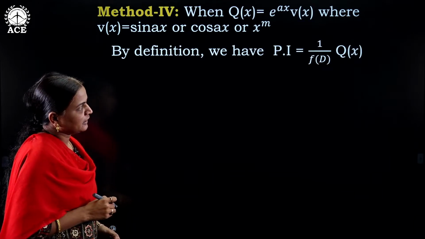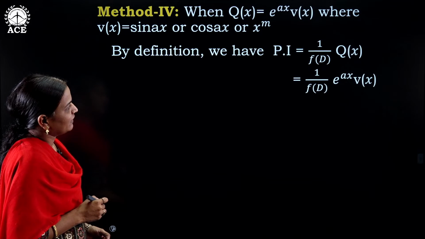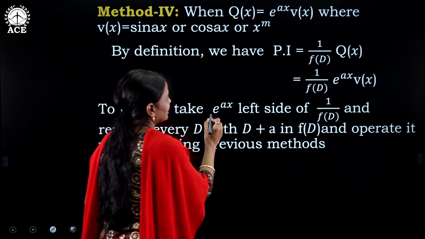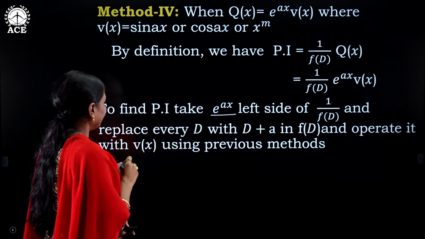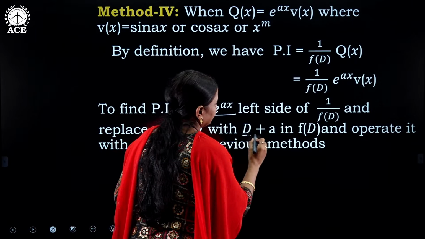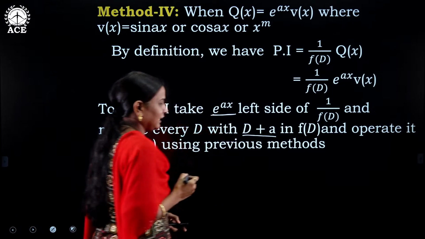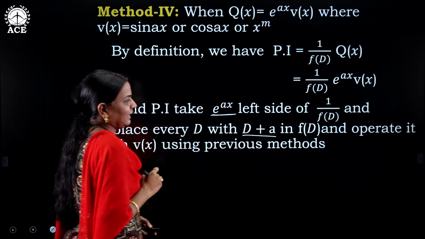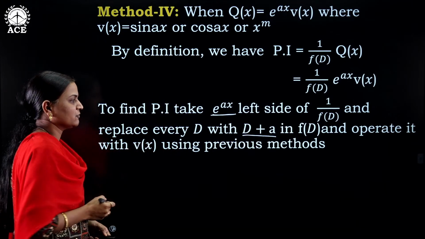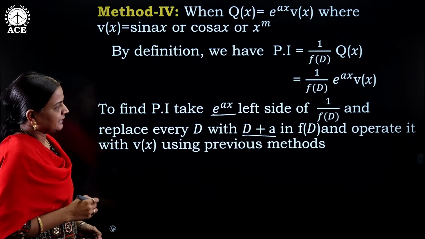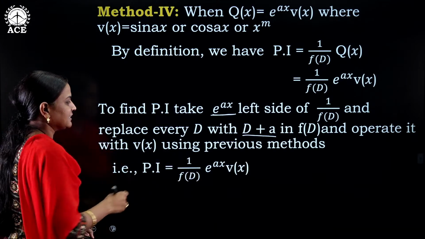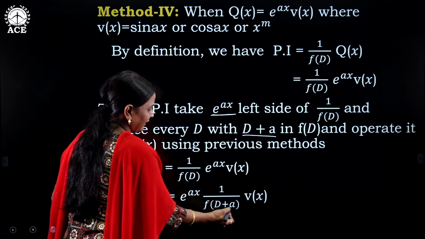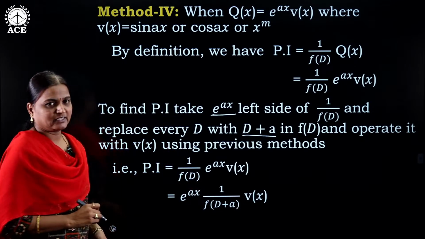So by the definition, the particular integral is 1 by f of d into q of x. To find the particular integral, take e power ax to the left side of 1 by f of d and replace every d with d plus a. These two are the important key points. Take e power ax to the left side of 1 by f of d, replace every d with d plus a in f of d, and operate with v of x using the previous methods. That is how to write this: particular integral is equal to 1 by f of d into e power ax into v of x. Symbolically we can write e power ax into 1 by f of d plus a into v of x. This is the procedure.